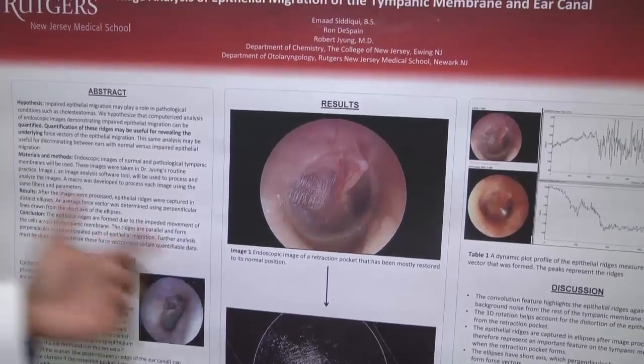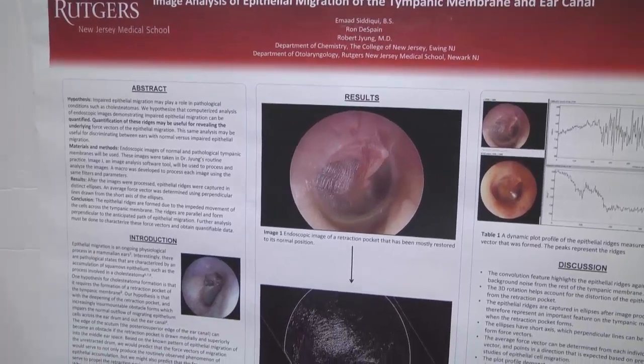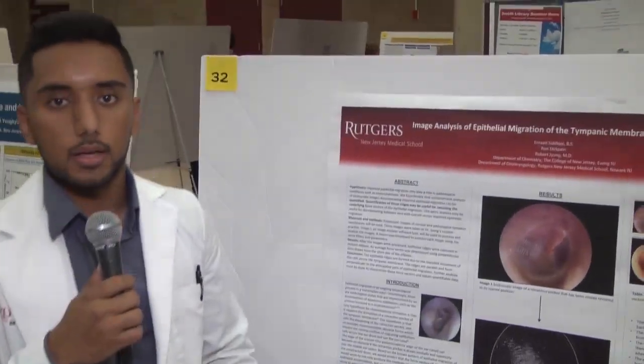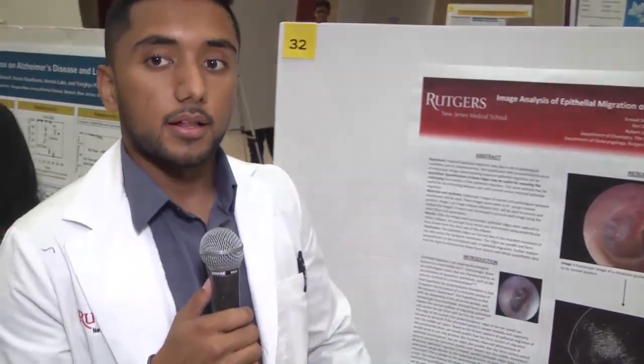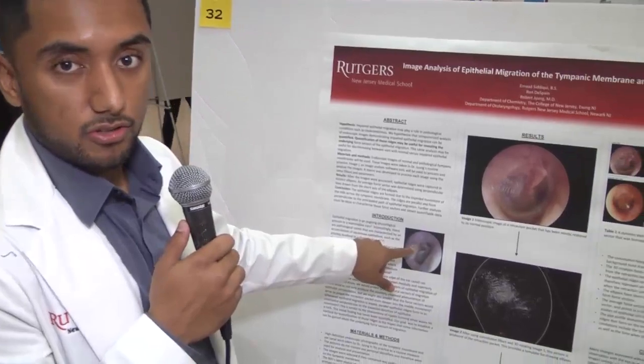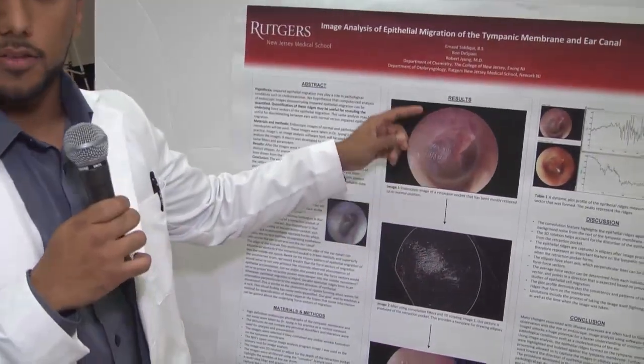So this retraction pocket and this impaired epithelial cell migration can lead to a lot of different pathological diseases, including a cholesteatoma. A cholesteatoma is like a tumor, but it basically is a buildup of keratin in epithelial cells that form on the eardrum. Cholesteatomas are very dangerous because they can affect hearing, they can cause infections, and lead to ear drainage. This is an image of a cholesteatoma, and you can see the keratin on the ear and the destruction of the ear.